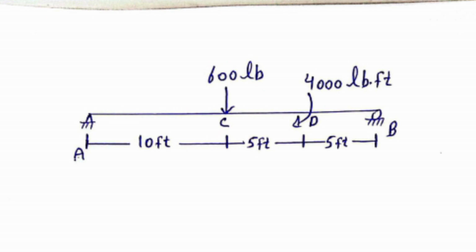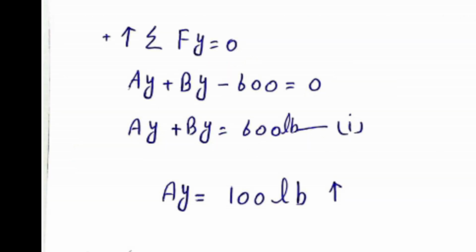Since this is a simply supported beam, we have a pin at A and a roller at B. The reactions are vertical forces, Ay and By. We'll assume they act upward. 1. Sum of forces in y direction. We'll start with the equilibrium equation for vertical forces, sigma Fy equals 0. We'll take upward forces as positive.